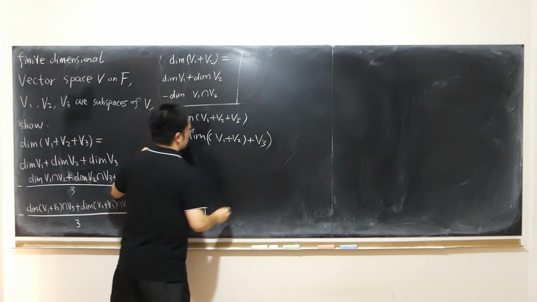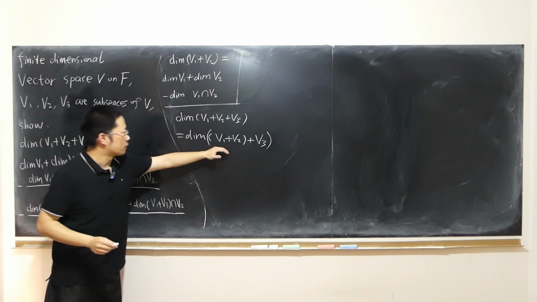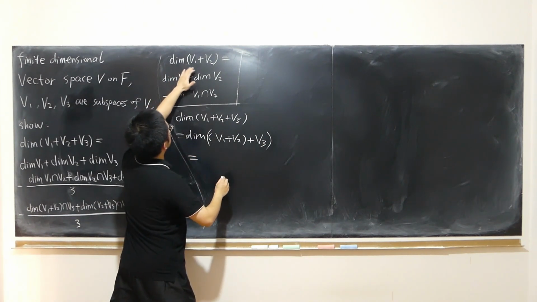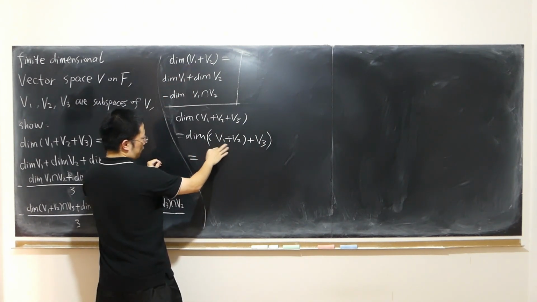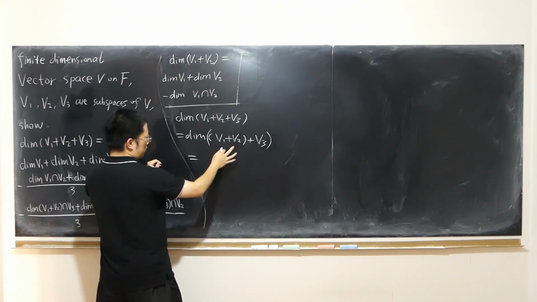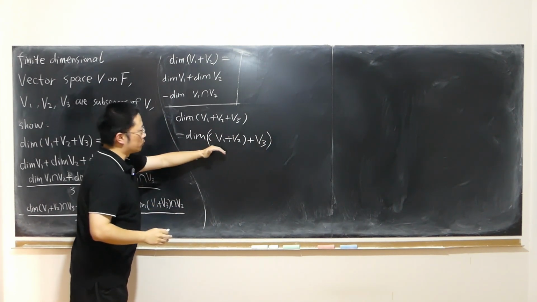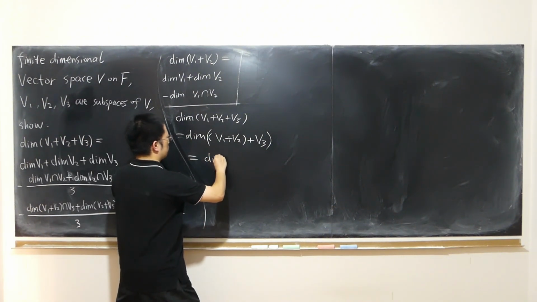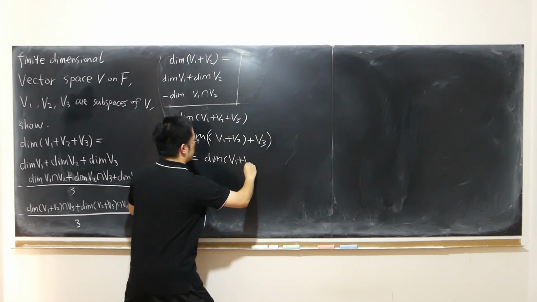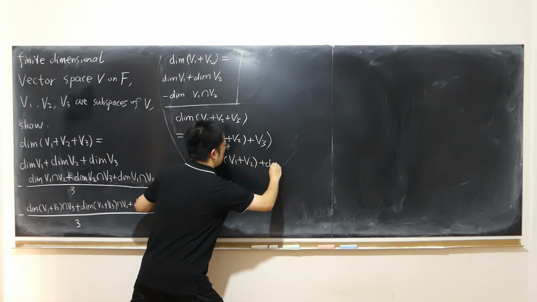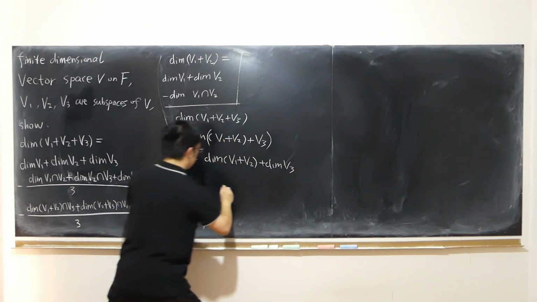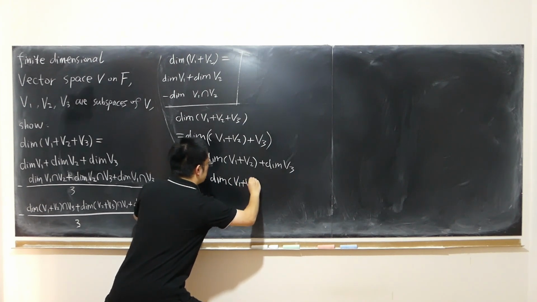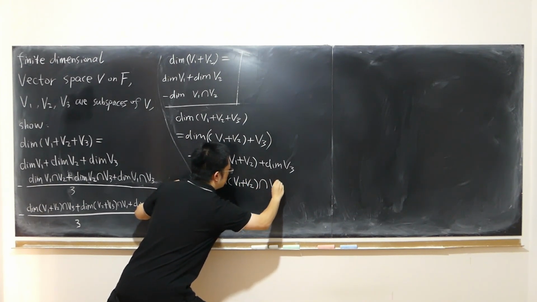And it's called associative. Change the order of the sum, it doesn't matter. It can be easily shown. And so we apply this dimension formula. Treat V1 plus V2 as a whole entity. V1 plus V2 can also be shown to be a subspace of V as well. So the dimension of V1 plus V2, plus the dimension of V3, minus the dimension of V1 plus V2 intersects V3.